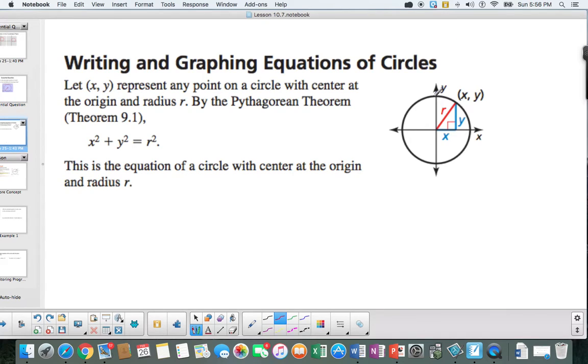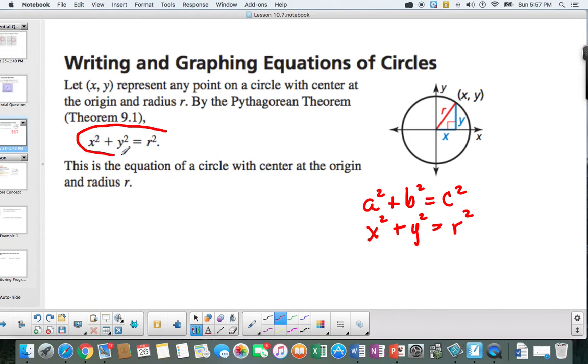Notice that all the points have the same distance, which means I can go ahead and use the Pythagorean theorem. A squared plus b squared is equal to c squared. Our leg is x squared. The other leg will be y, squared, and the hypotenuse will be r squared. This is what we call an equation of a circle, centered at the origin with radius r.